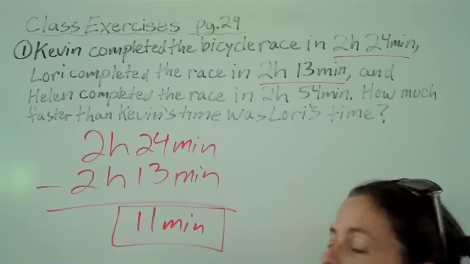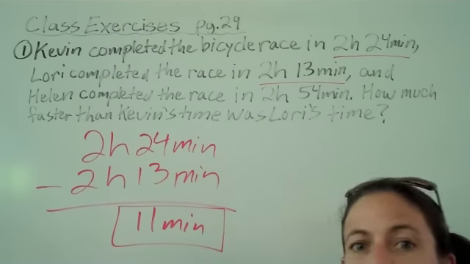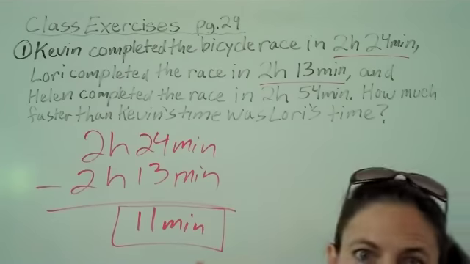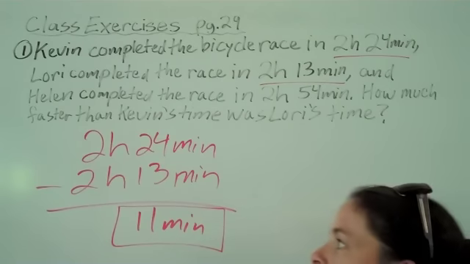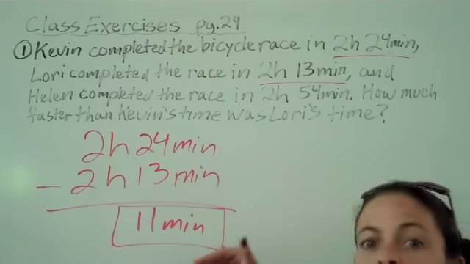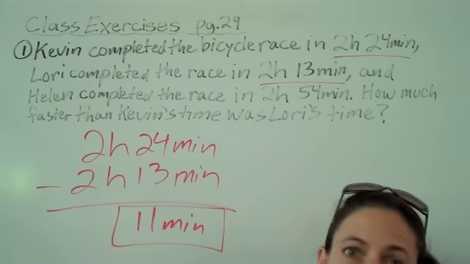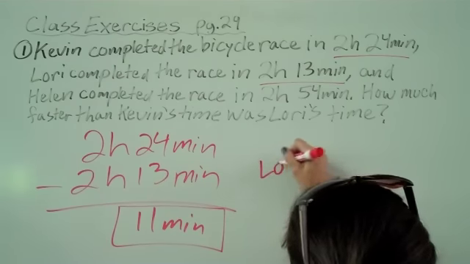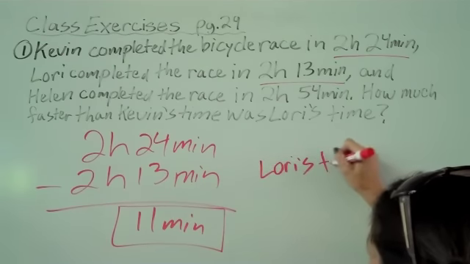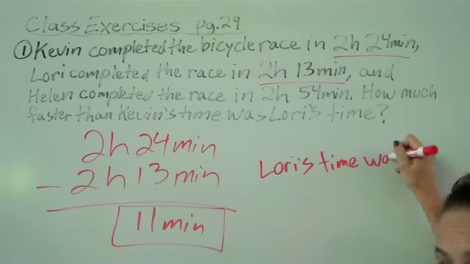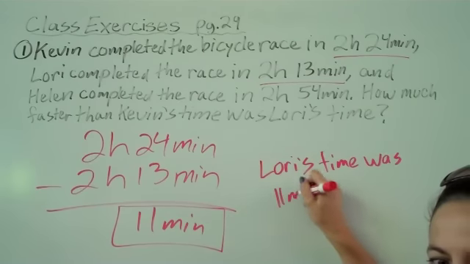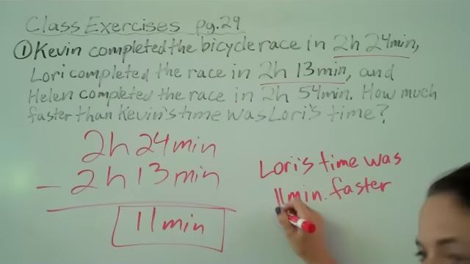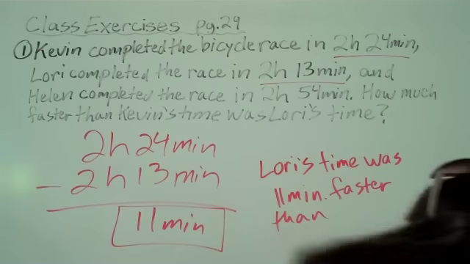Now I need to check and see if my answer makes sense. Is it reasonable that someone would bike 11 minutes faster? Sure, seems reasonable. I have the correct units of measure, minutes. So all we want to finish off with is a complete sentence. And that is that Lori's time was 11 minutes faster than Kevin's.